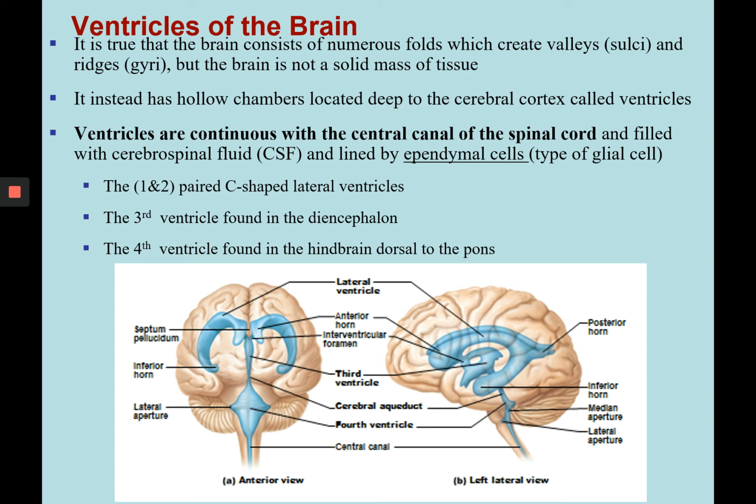You have 4 ventricles. They are continuous with the central canal of the spinal cord, and the first and second ventricle are actually paired C-shaped lateral ventricles located separately in the left and right cerebral hemispheres. The third ventricle is located around the diencephalon, and the fourth ventricle is found at the base of the cerebellum or behind the pons.